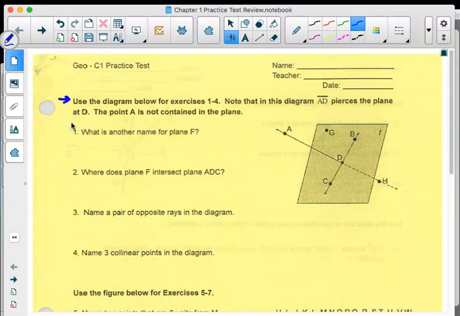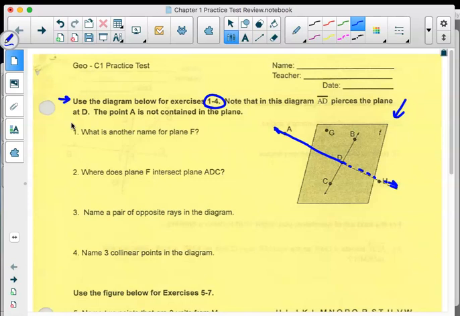Use the diagram below for exercises 1 through 4, and this is the diagram we're talking about right here. Note that in this diagram, segment AD pierces the plane at D. So AD is going through the plane, and this dotted line is telling you it goes through it to the other end. So keep that in mind. The part of the line you can't see because the plane's there is dotted, so you have an idea that it's going through the plane.